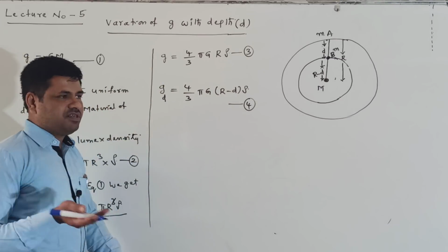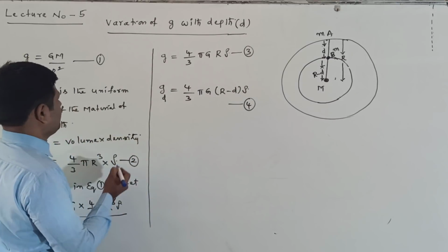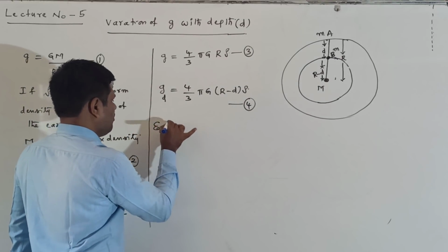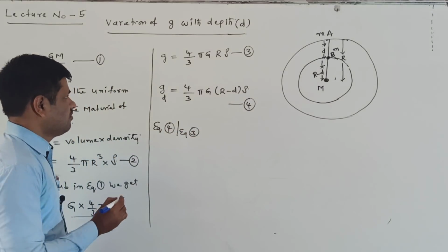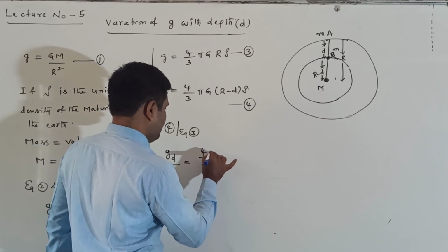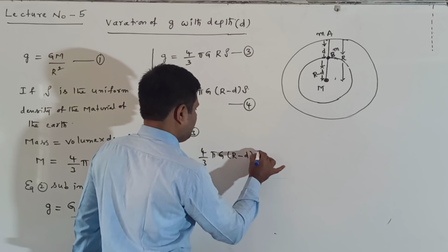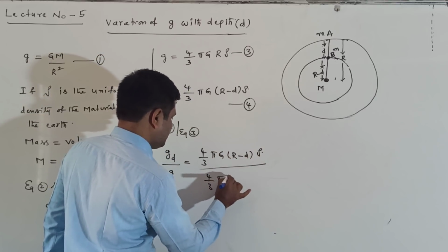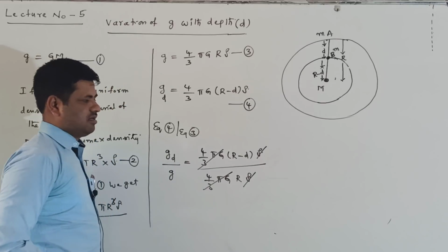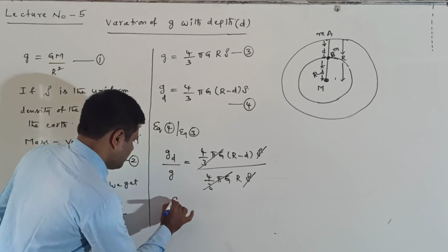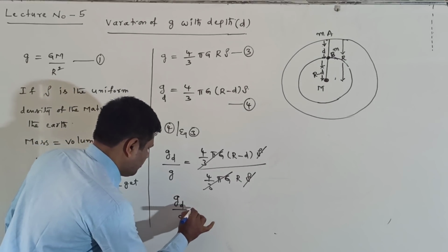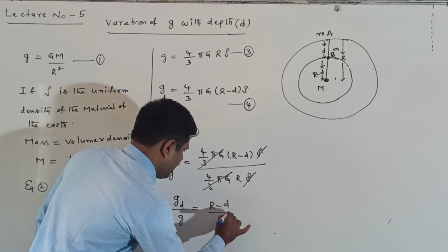Once this point is clear, now the equation part. Now equation 2 is completed. Next, I am writing equation 4 divided by equation 3. What we get is g_d by g equals 4/3 pi G into (R minus d) into rho, divided by 4/3 pi G into R rho. Here 4/3 pi G and rho cancel. The remaining value is g_d by g equals (R minus d) by R.